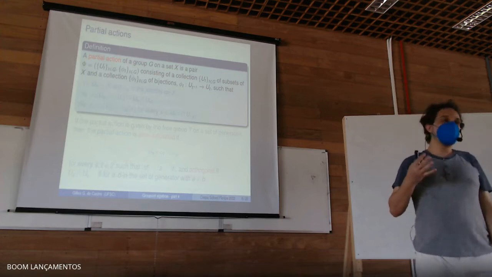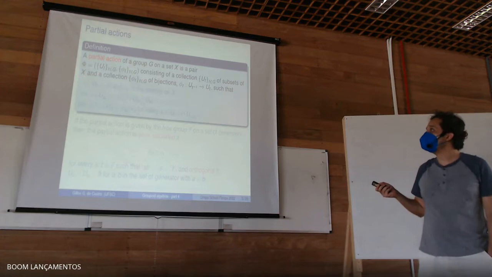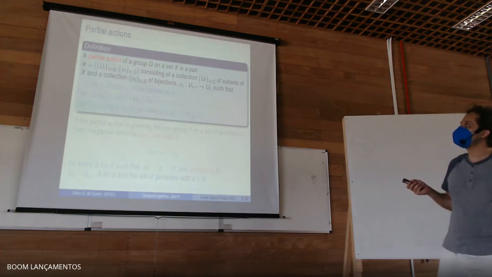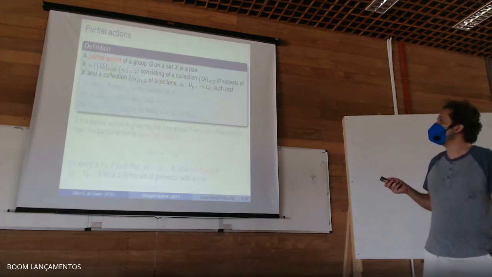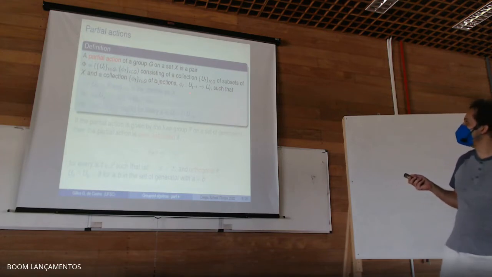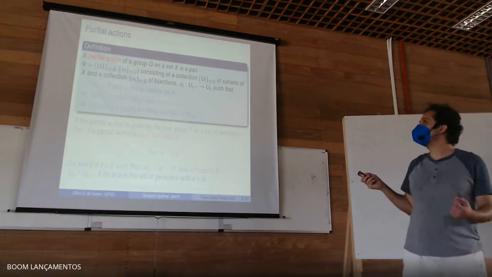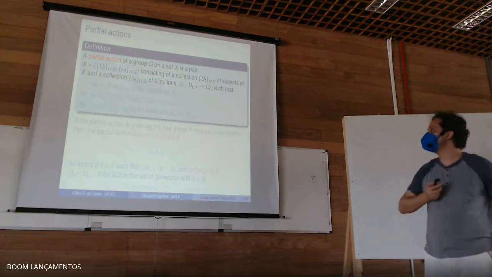So again, we're going to have a group G, we're going to have a set X, and then instead of only having functions, we're going to have also a family of subsets indexed by the elements of the group, and the functions also indexed by the elements of the group. And the idea is that U_t is just going to be a subset of X, and this collection of functions are going to be bijections between these two subsets. So we always go from U_{t^-1} to U_t. So that's going to be the convention that we use.